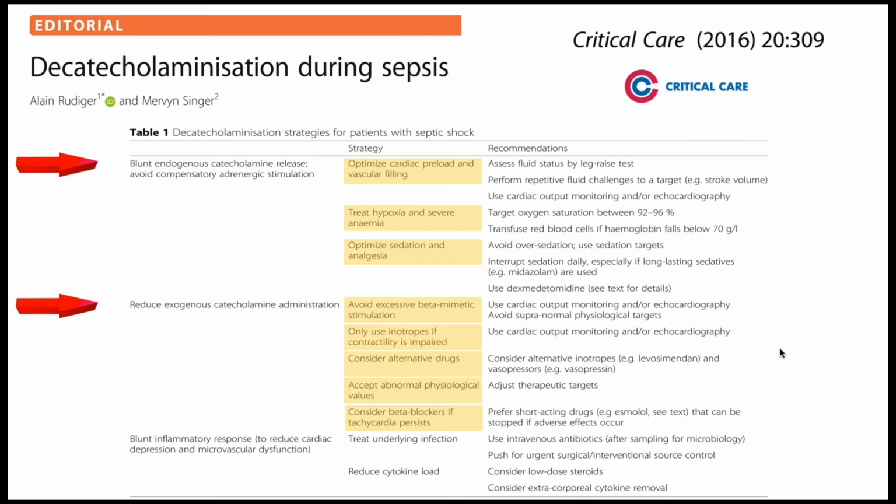The next is to reduce exogenous catecholamine administration, that is avoiding use of beta mimetic agents. Only use inotropes if contractility is impaired, and consider beta blockers for tachycardia which persists in septic shock. Now, the next is to blunt the inflammatory response, that is the most important, that is by treating the underlying infection and reducing the cytokine load.